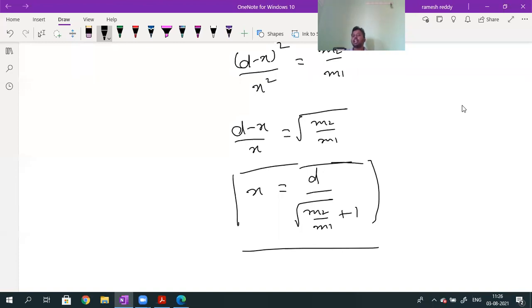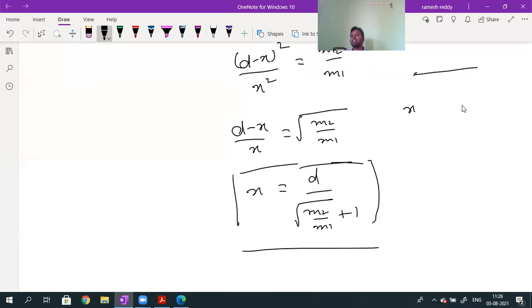What is the distance of the null point from the lighter pole, from the weaker pole? From the weaker pole, the null point distance will be given by x equals d divided by root over m2 by m1 plus 1. The same formula you got in electrostatics also.